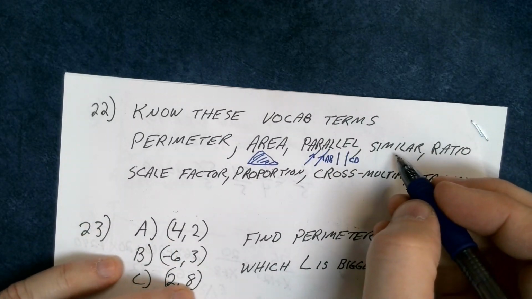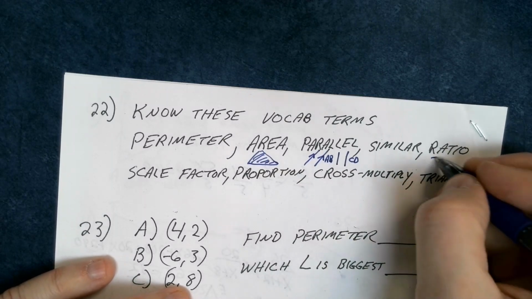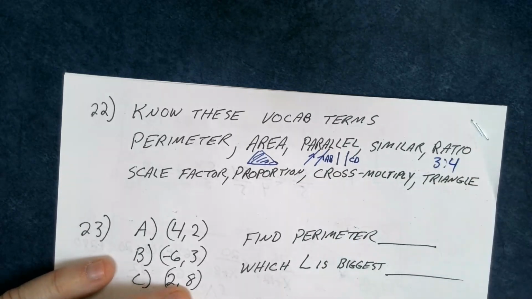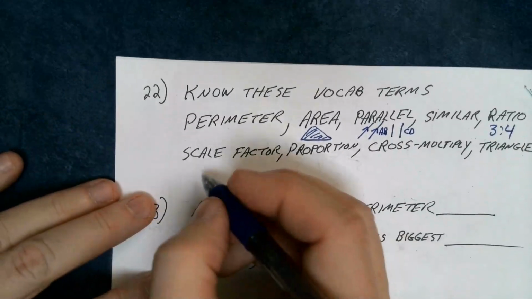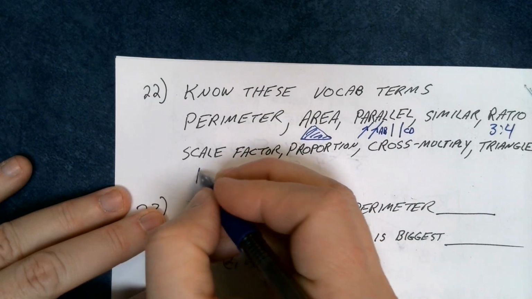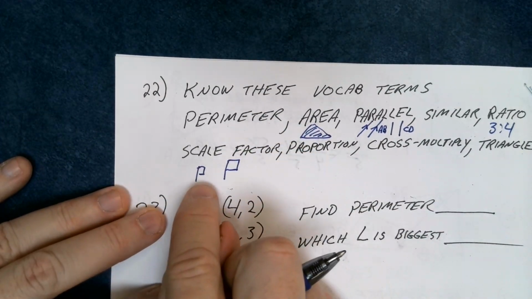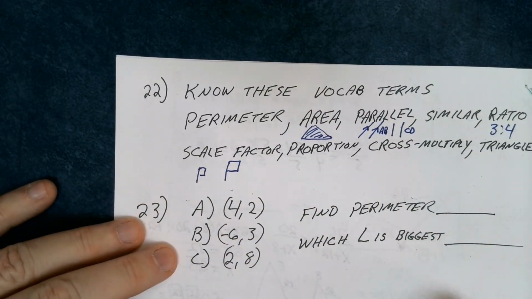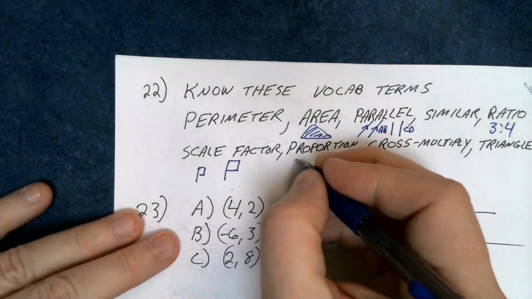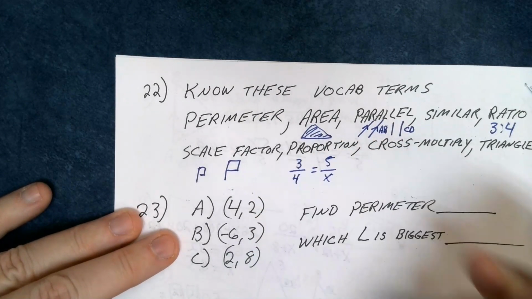Similar means that all the angles are congruent and all the sides are proportional. A ratio is something like this, 3 to 4. It's a comparison or a fraction between two things. Scale factor is how we change from one size to another. And the scale factor can be from small to big or big to small. It just depends on how you want to phrase it. A proportion is when we have a fraction set equal to another fraction.